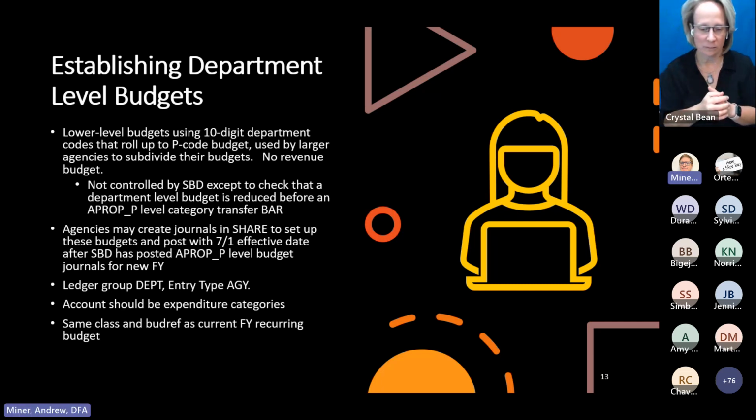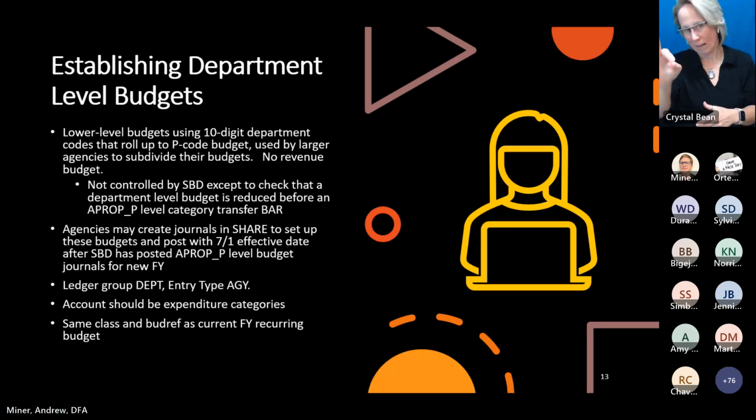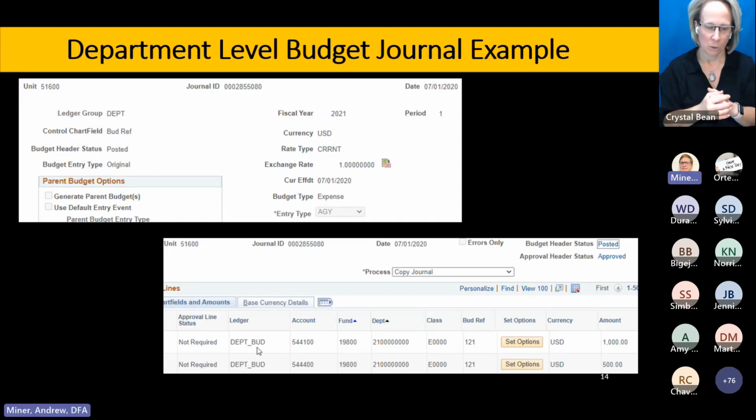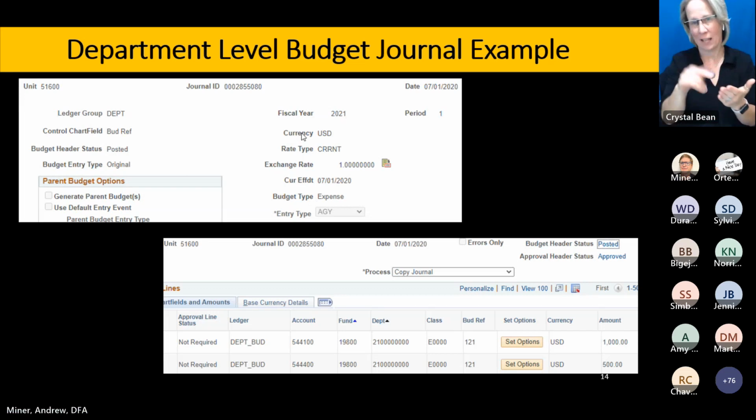And then use the same class and BUDREF as the current fiscal year recurring budget. So it's the same as your P code level. And this is just an example of if you were setting up department level budgets, this is how they would look. Okay, see ledger group department, entry type AGY, etc.